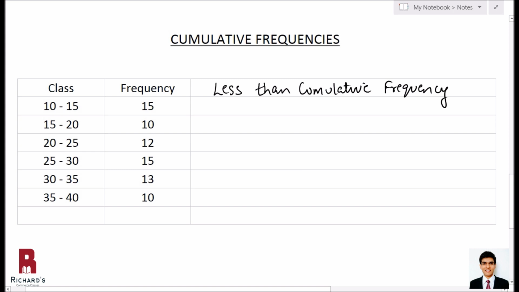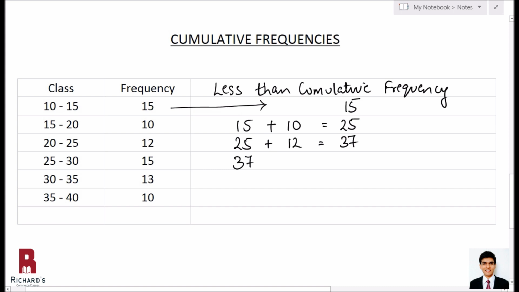Now to calculate less than, what you do is you take the first class, that is 10 to 15, and write the cumulative frequency as the frequency itself, that is 15. Now what you do is take 15 and add the next, that is 10, and now the cumulative frequency has become 25. Again repeat, take 25 and add the next, that is 12, and you get 37.